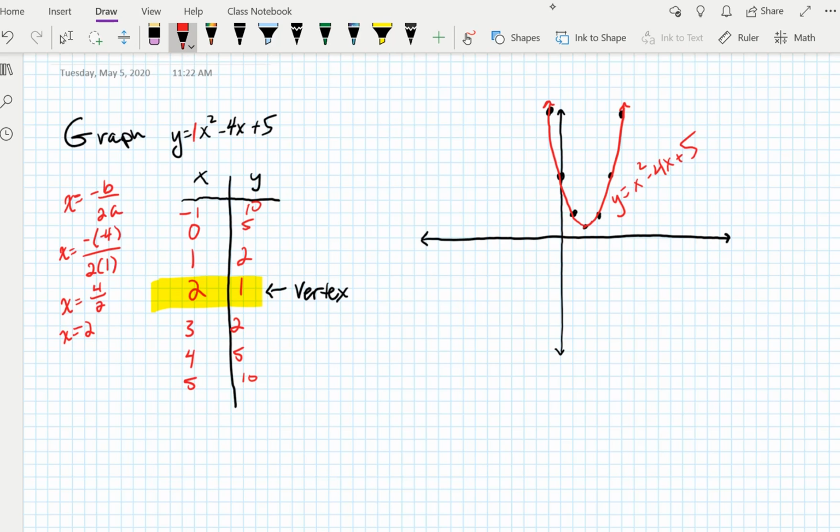So we followed the steps that were outlined for us in the slides. We built an input-output table that is built around the vertex or axis of symmetry of our parabola. We tested points on either side of that axis of symmetry, so we knew what shape the graph would take. We plotted those on the plane, connected them with a smooth curve with arrows on the ends, and we also labeled.